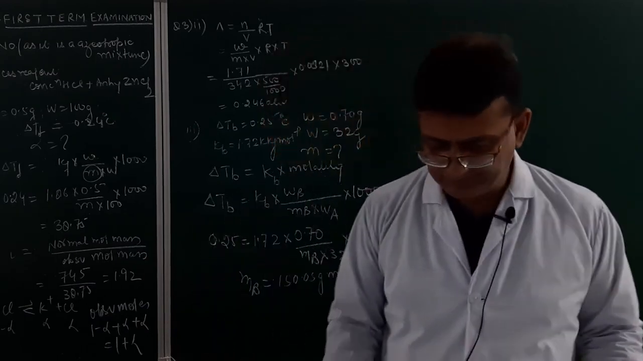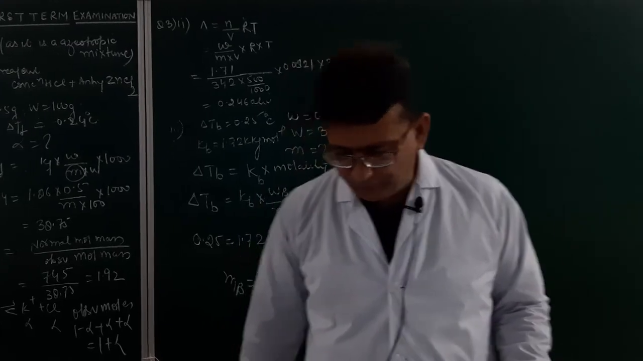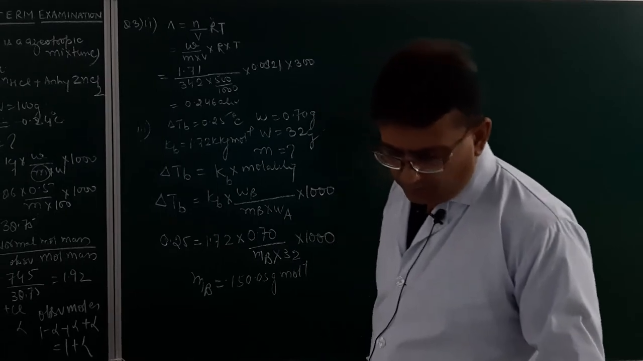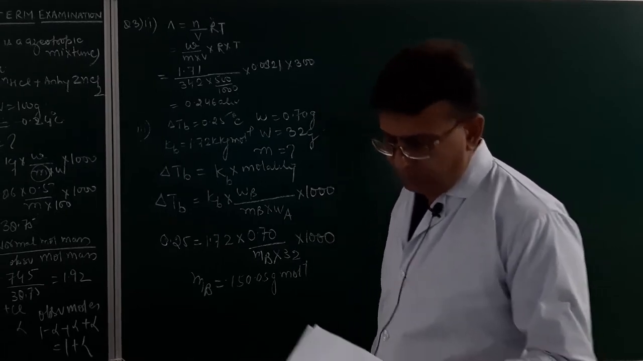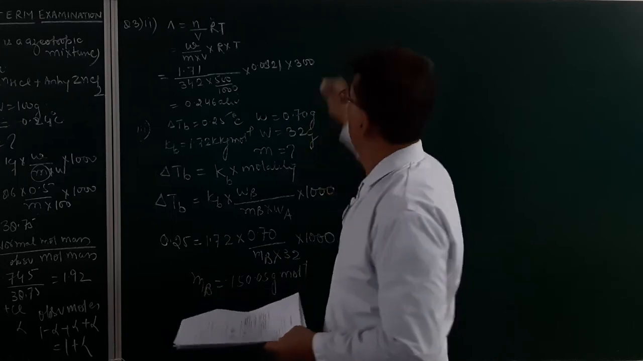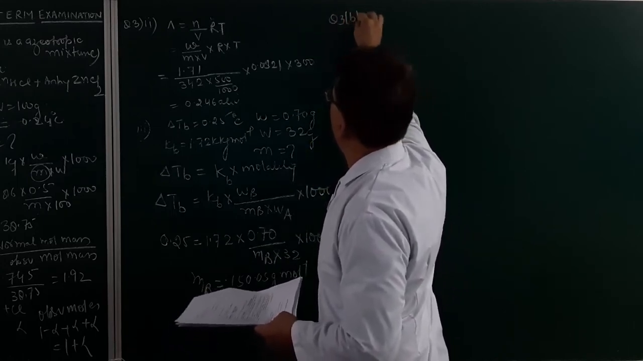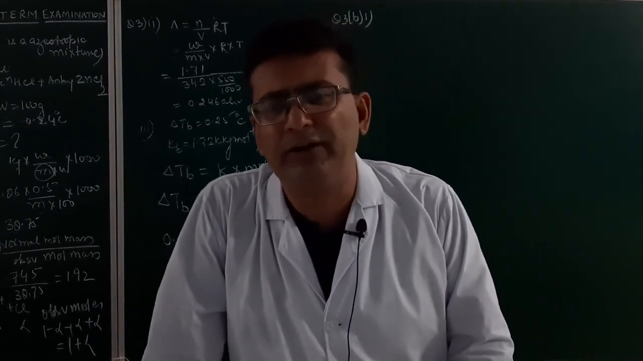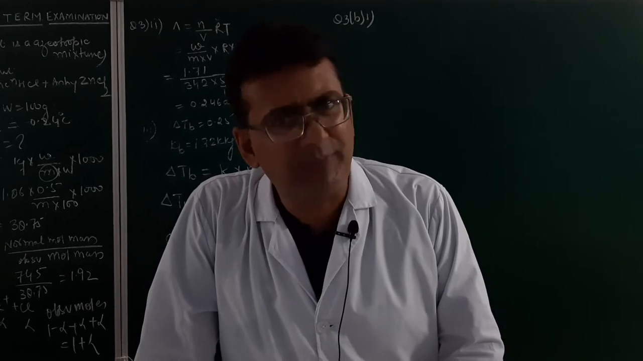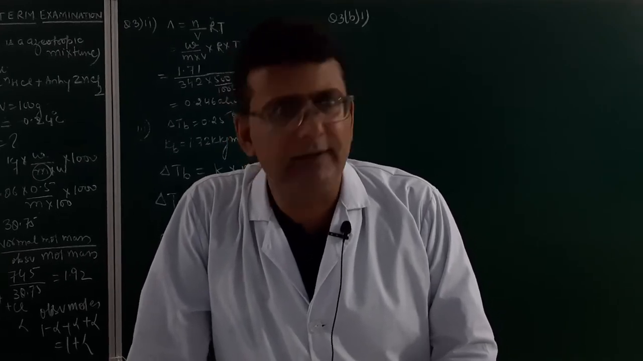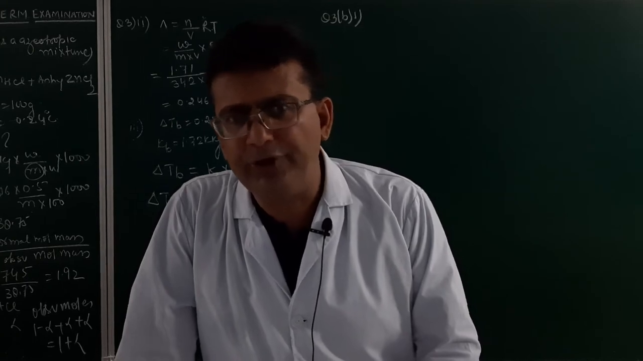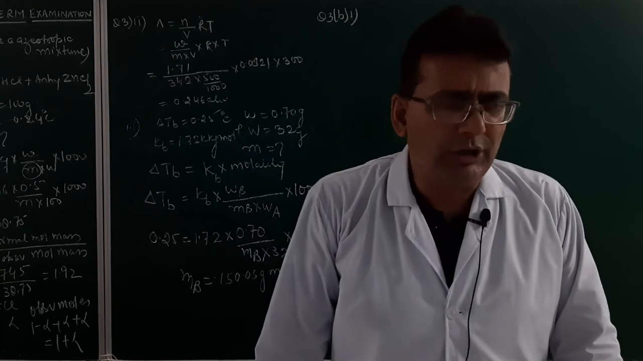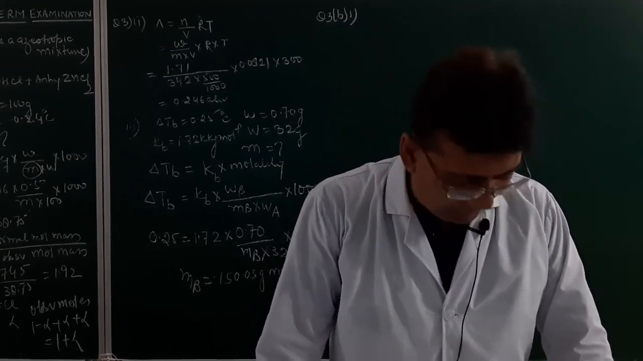Now the next question is, what is the difference between the order of the reaction and the molecularity of the reaction? This is question number 3, B first. Difference between the molecularity and order of the reaction. I think I have done this many times. Order of the reaction is experimentally determined. Molecularity is a theoretical concept. Order of the reaction can be 0, negative, fractional, positive, anything. Molecularity cannot be 0, negative, or fractional.